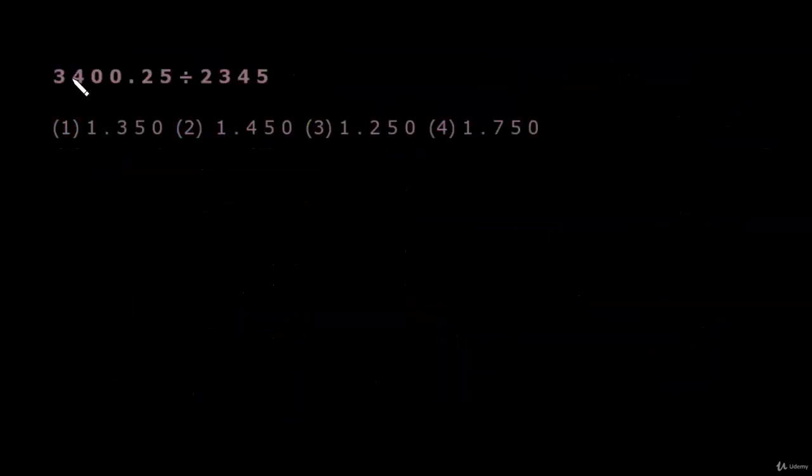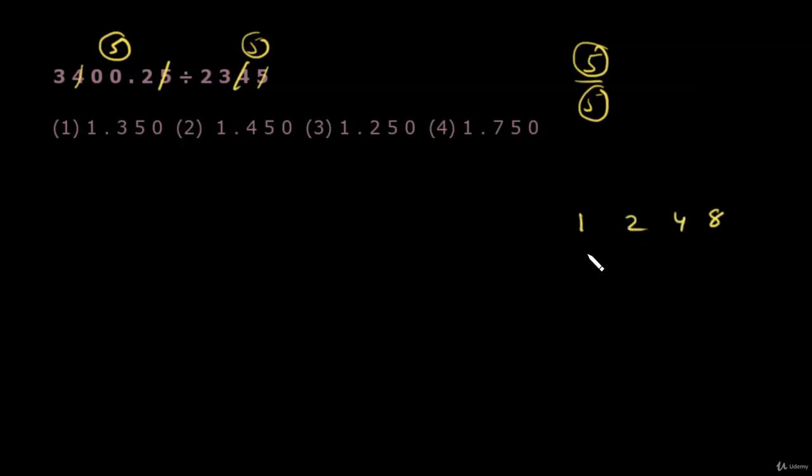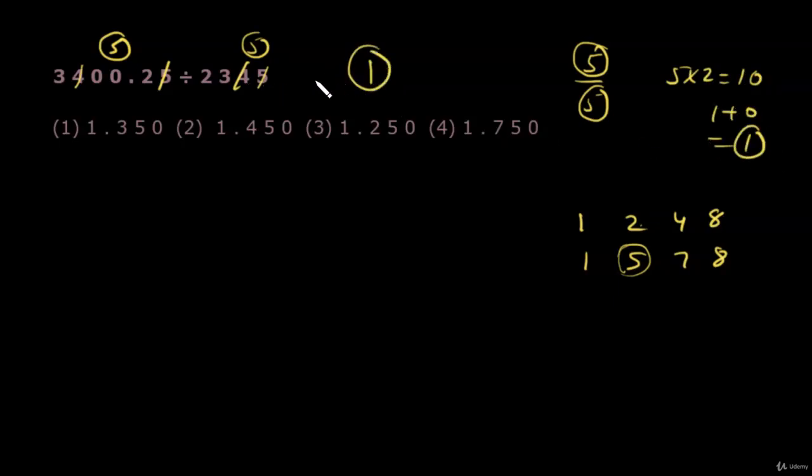One more example. Now the digital sum of the numerator is 5. The digital sum of the denominator is again 5. So 5 and 5. Now using the table, the paired number for denominator 5 is 2. That means we will multiply this digital sum 5 by 2. This is 10, and 1 is the digital sum. So 1 is the digital sum for the answer. And now the option with 1 as the digital sum will be the right option.